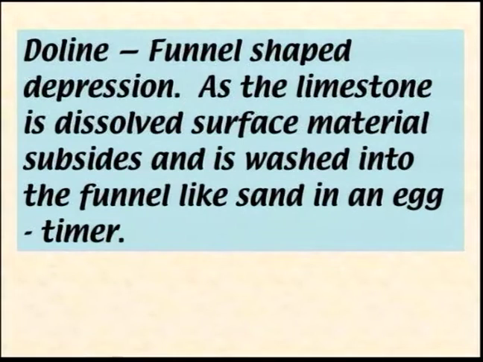Okay, if I had to look at a definition, a simple definition of the doline would be a funnel-shaped depression. It's simply looking at the depression on a karst scenery. It tells us for the formation of a doline, as the limestone is dissolved, surface material subsides and is washed into the funnel, like sand in an egg timer. But the easiest way to remember what a doline is, simply say that it is a funnel-shaped depression. That is what a doline is. And you will find a doline in a karst scenery, not anywhere else.